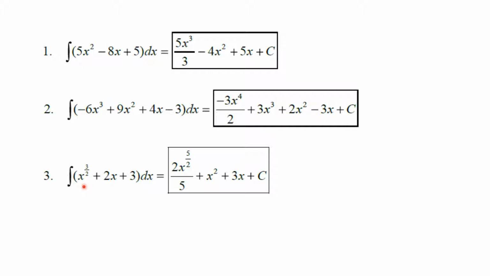The next function, using similar rules, x to the power of 3 over 2, add 1 will become 5 over 2, divided by 5 over 2. When you divide by 5 over 2, you will get it flipped, multiply by 2 over 5. And integrating 2x gives you 2x squared over 2, which can be simplified to x squared. And integrating a constant gives you 3x. And don't forget to add the c because this is an indefinite integral.